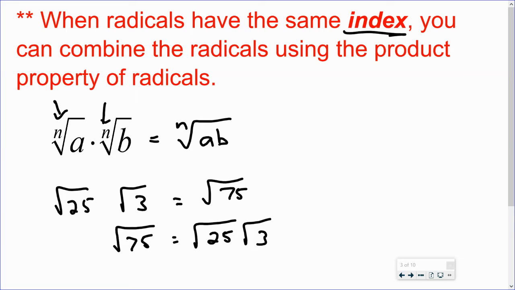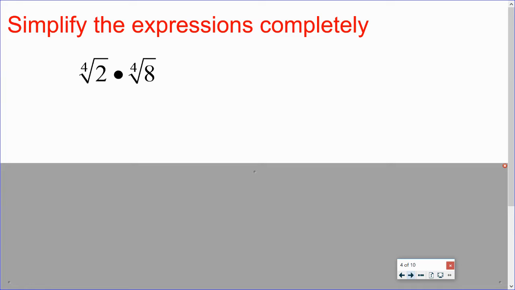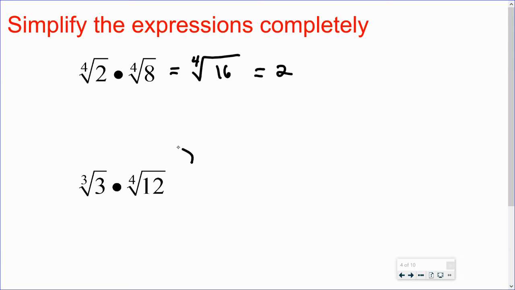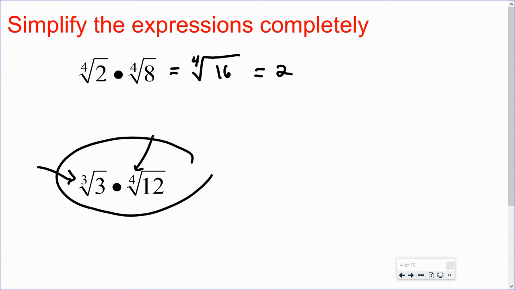Now, I can multiply it and then simplify, or I could simplify first. I typically multiply first and then simplify it. So in this case, I can't simplify this out, so I'm going to multiply it. I get the 4th root of 2 times 8 is 16. Now, the 4th root of 16 is just 2. This one, I can't do it. See how this has a 3 and this has a 4? This one cannot be done, so that's my answer. Nothing I can do to that one.